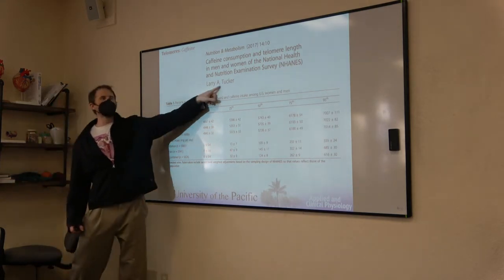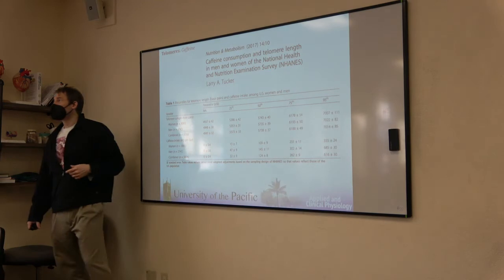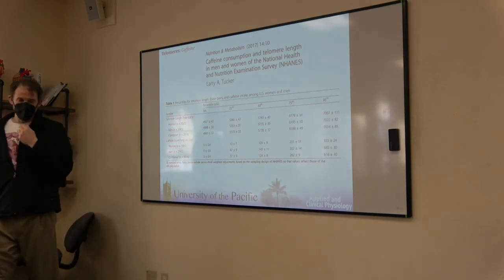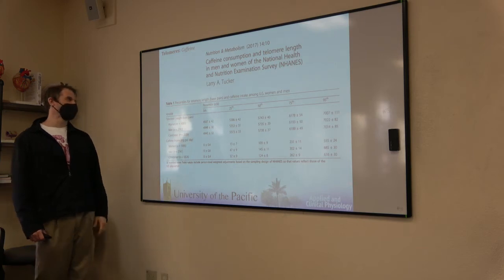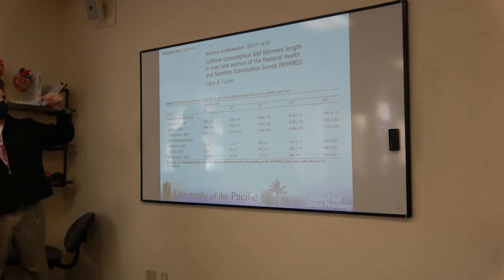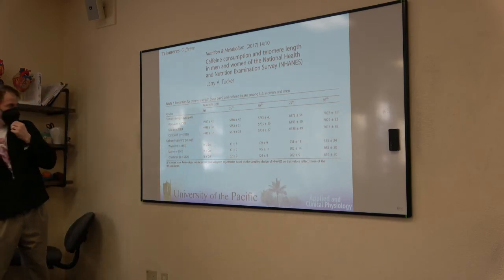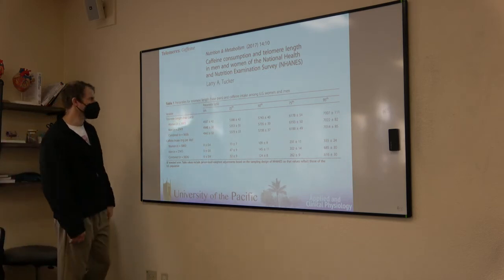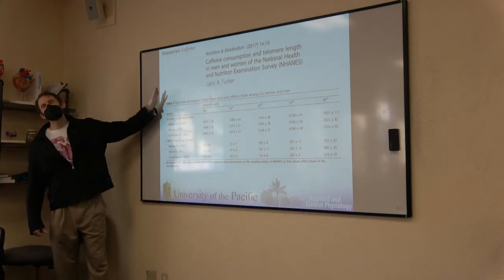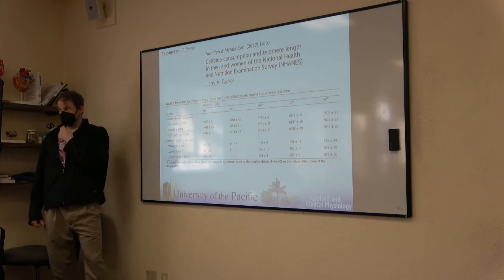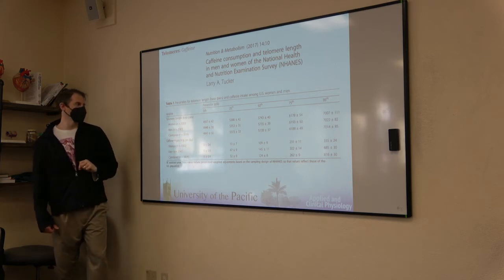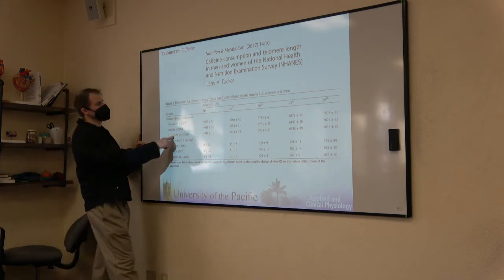You're going to get sick of Larry Tucker by the end of the lecture. If there's something about food and telomere length, Larry Tucker is just every time the guy. He does all this stuff. The NHANES data set, a huge epidemiological data set. What he's looking at in this study is how much caffeine people have and the lengths of their telomeres. Now, let's just look at men and women combined.